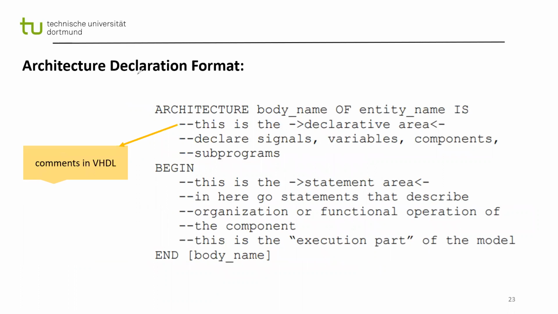This is the basic architecture declaration format. As we discussed, we have the architecture reserved word followed by the architecture name, the reserved word of, our entity name, and this is the declarative area where you can declare signals, variables, components, subprograms, followed by the begin reserved word. And this is the statement area. In here go statements that describe organization or functional operation of the component. This is basically the execution part of the model. And finally, we end our architecture declaration with the end reserved word followed by our body name or the architecture name. You can also use the double dash to write comments in VHDL. Comments aren't executed by the compiler, by the GHDL compiler in our case.